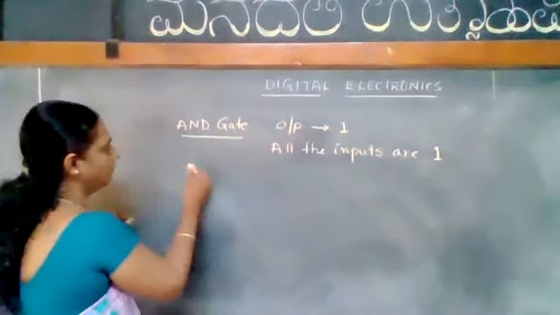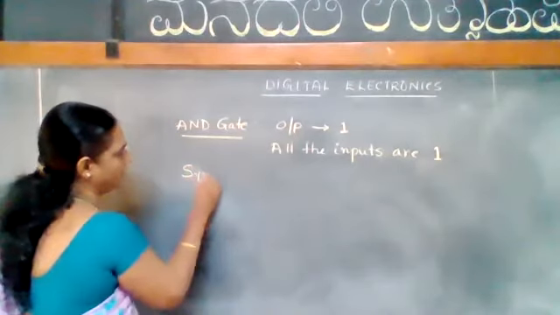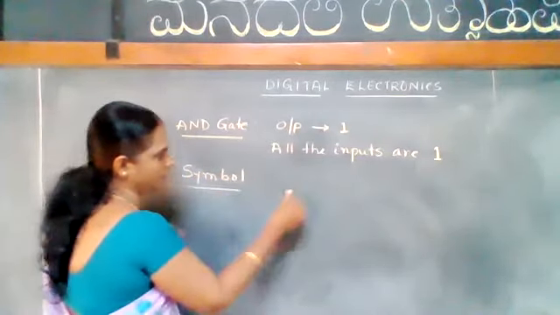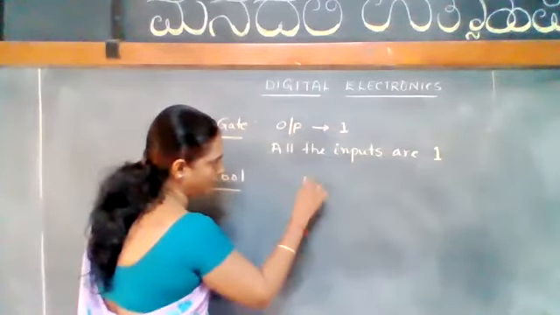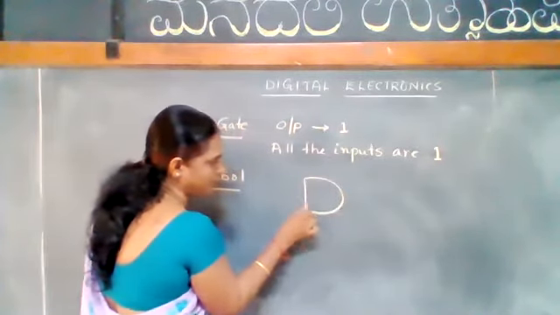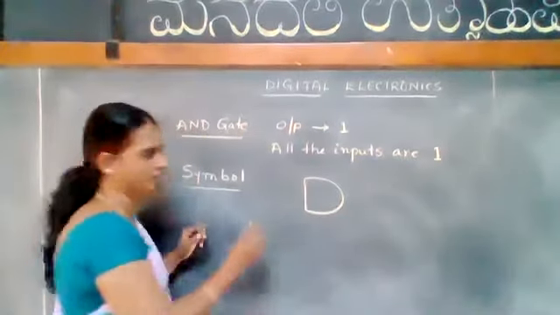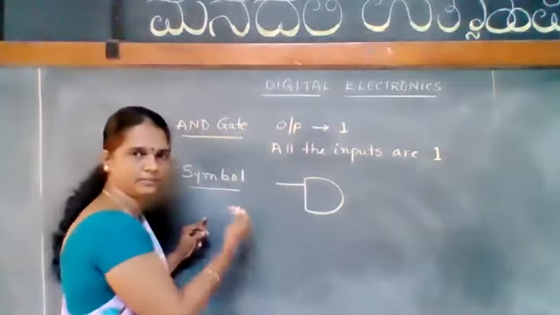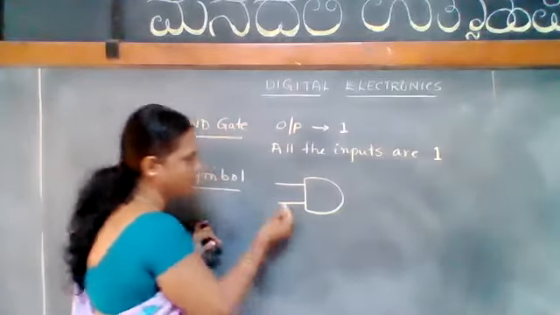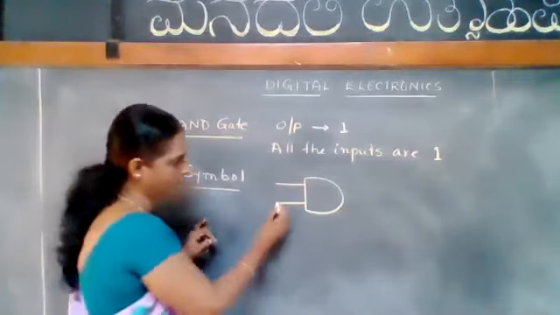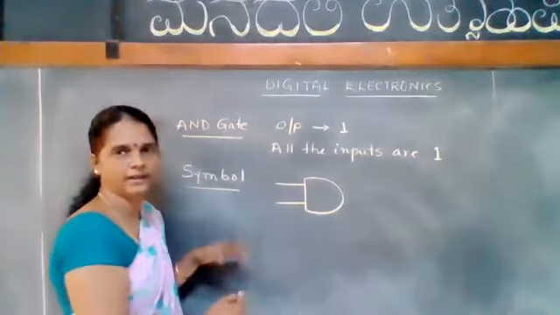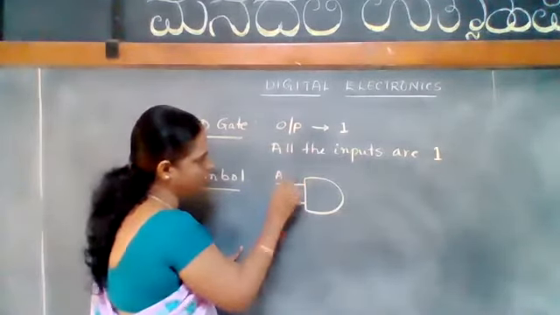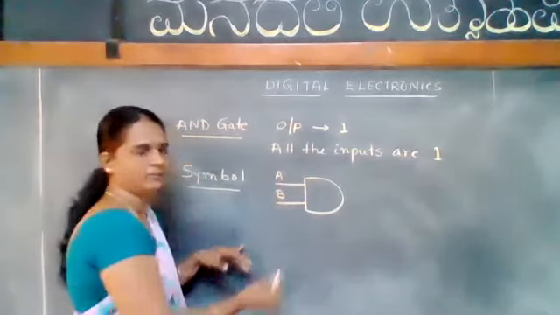Before that, what is the symbol? Symbol of AND gate. This is indicated with a line and a curve like this. A line and a curve with the inputs. Inputs are always written to this side. Okay, this is the input. Let us take a two input AND gate. We are showing two inputs. Call the inputs as A and B.